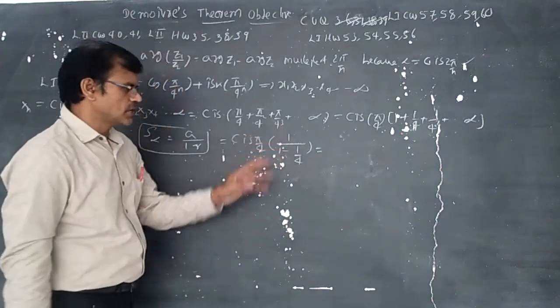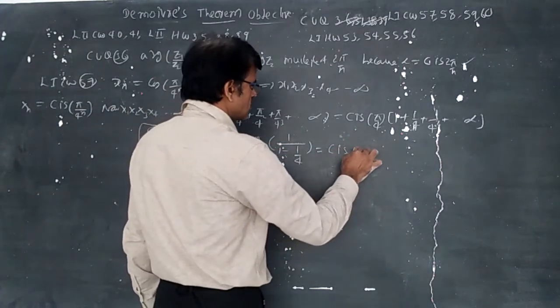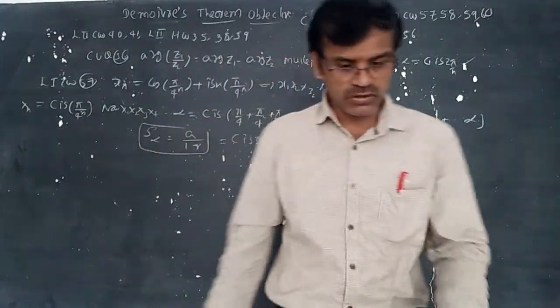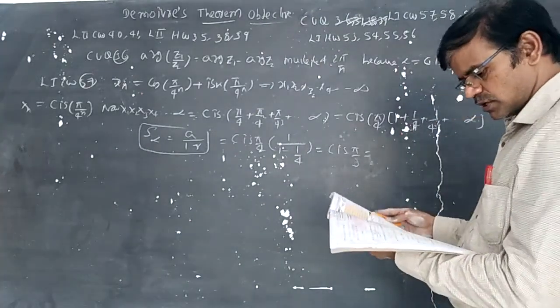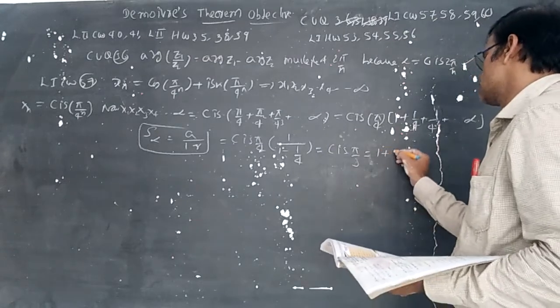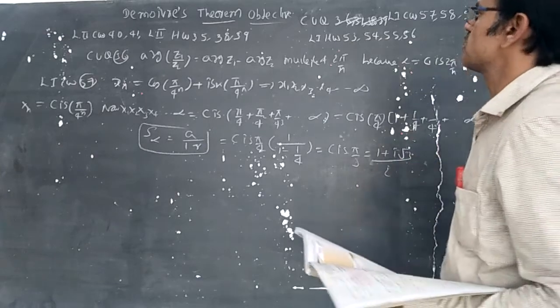So 4 by 3, 4 gets cancelled, it is cis 2 pi by 3. Cis 2 pi by 3 is nothing but minus 1 by 2 plus i root 3 by 2. The value is 1 plus i root 3 whole by 2. Yeah, that is given as the first option. 1 plus i root 3 whole by 2.